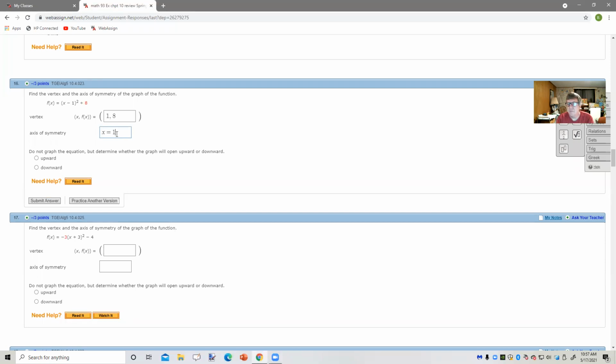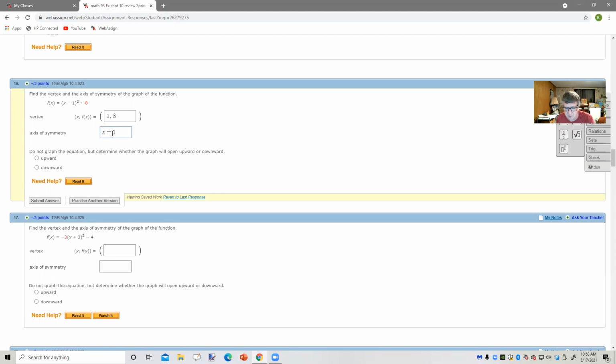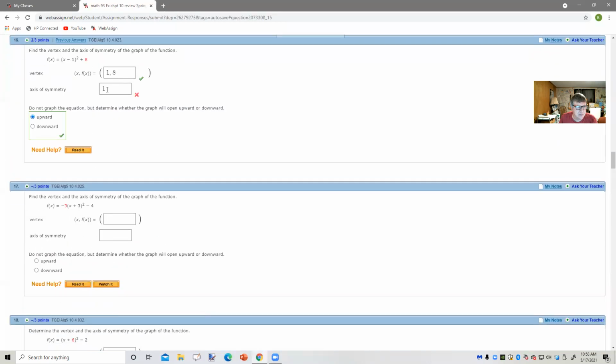Now, consistently, students get this wrong on their test. They don't write x equals for the axis of symmetry. It's the equation of a line. You can't just put 1 in there. Let me show you what happens. We'll just put 1 in there. Oh, wait, a is 1, so it's going to open upward. So let's submit the answer and see what it says. It says that's wrong. We've got to put in x equals 1.